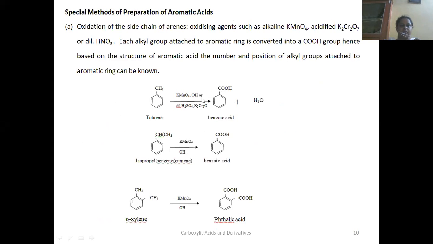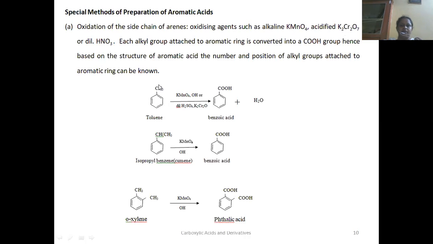Aromatic carboxylic acid can be directly prepared from alkyl arenes by the oxidation of the side chain of arenes. The alkyl groups which are attached to the aromatic ring can be directly converted to the carboxylic acid functional group by adding strong oxidizing agents such as potassium permanganate, potassium dichromate, or by adding dilute nitric acid. You can choose any of these reagents.